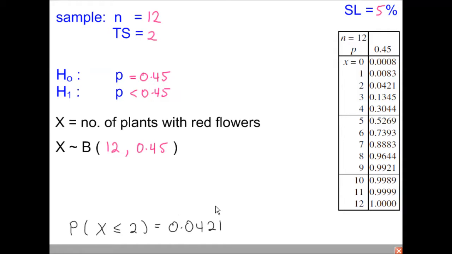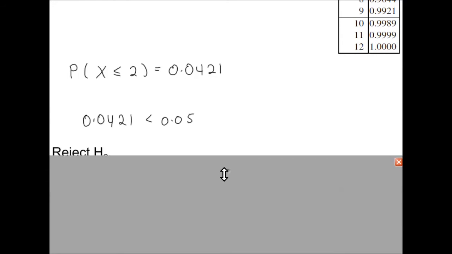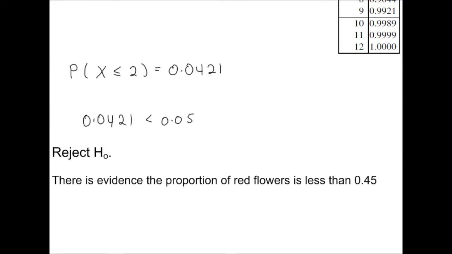And if this probability is less than or equal to the significance level of 5%, then we reject H0, otherwise we accept H0. So as this probability is less than the significance level of 0.05, we reject H0, and here's our conclusion.